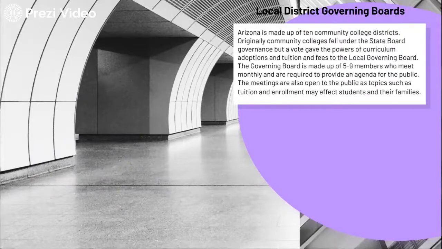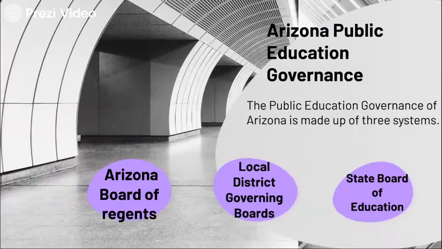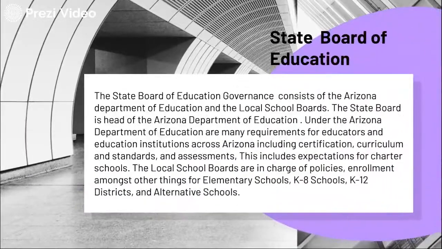So the governing board is made up of 5 to 9 members, and they hold monthly meetings, which you are able to attend. They are open to the public. There are agendas. The reason they are open to the public is because they cover topics that are related to tuition and enrollment, which may affect students and their families. The last system is the State Board of Education. Under the State Board of Education, we have the Arizona Department of Education and the local school boards.